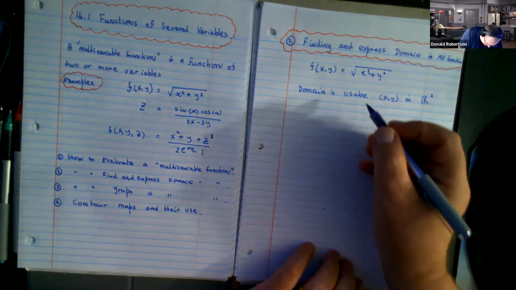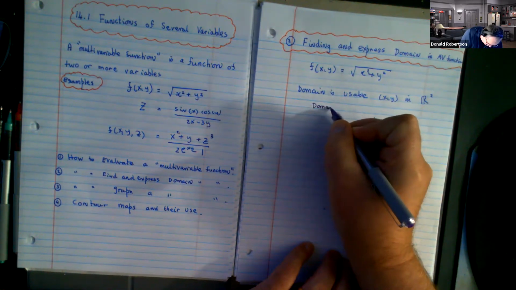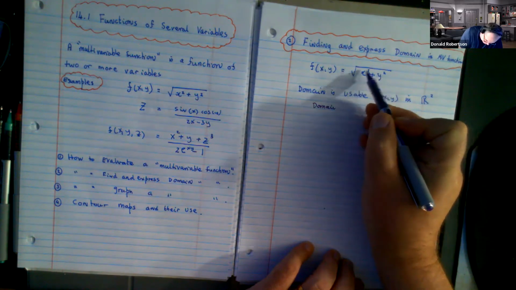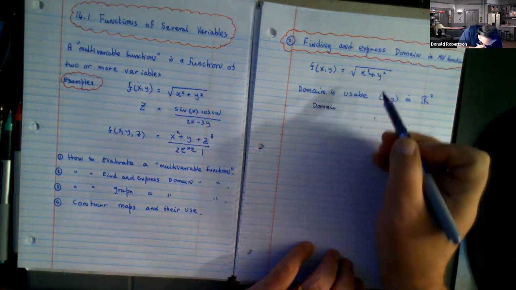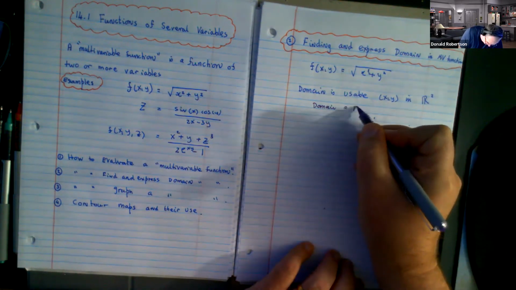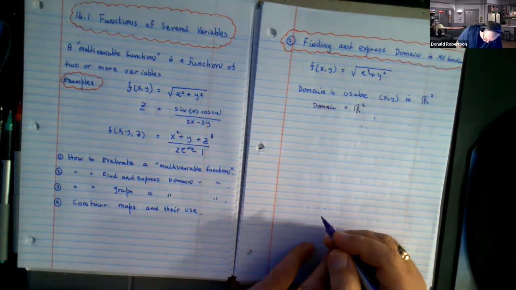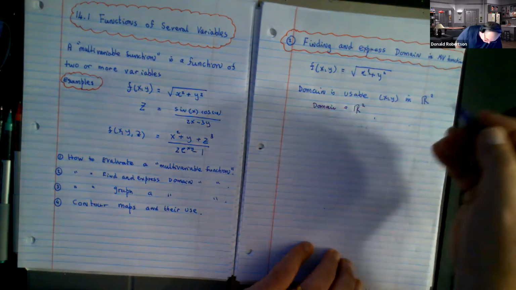And in this case, the domain is, well, you just ask yourself, what values of x and y can I use in this calculation? Well, since x is being squared and y is being squared, there's really no restrictions. So the domain would be R2. R2 is just another way of saying all real numbers by all real numbers.